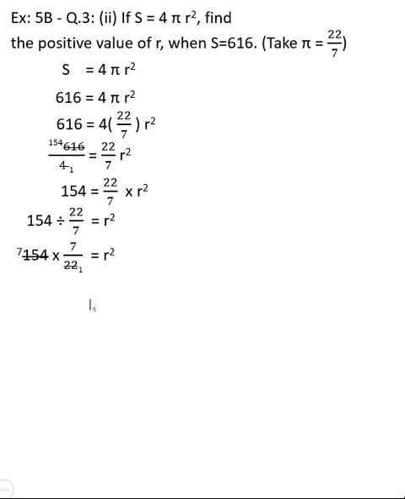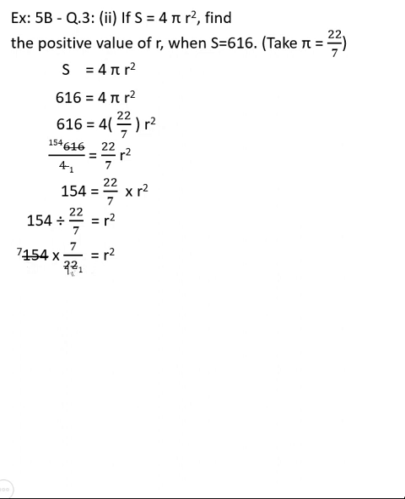Students know that when we divide any fractional number, the sign will be converted to multiplication, and this fractional number will be inversed or reciprocal. So 154 divided by 22 upon 7 will be converted into multiplication. It will be 154 multiplied by 7 upon 22.